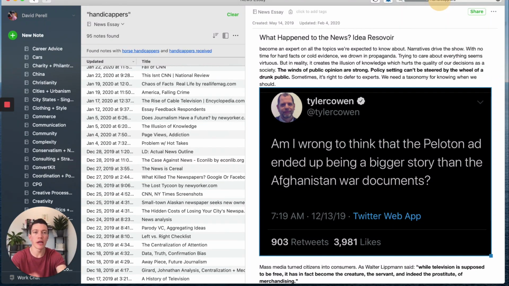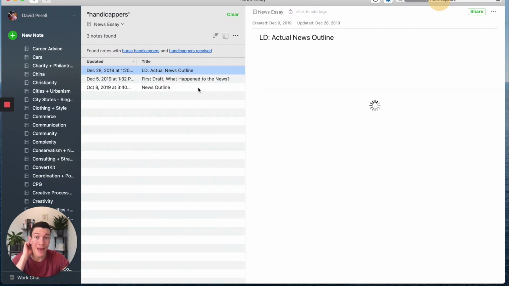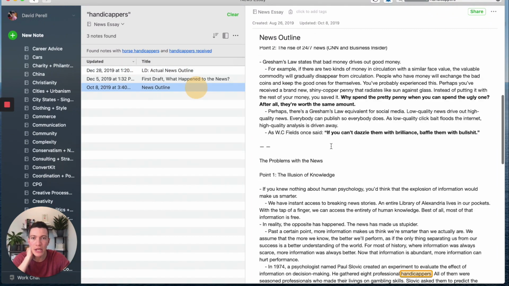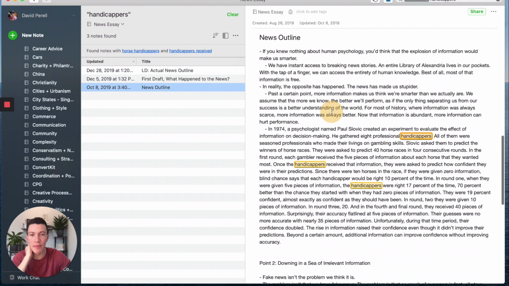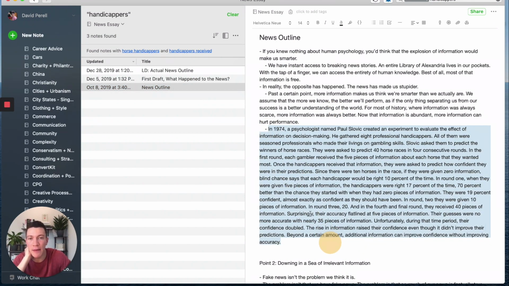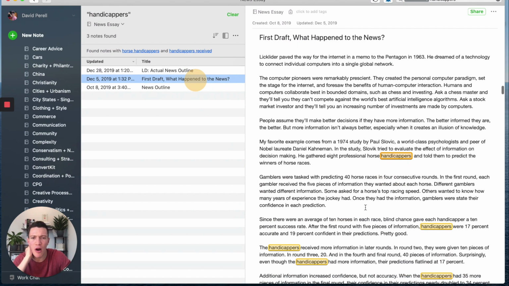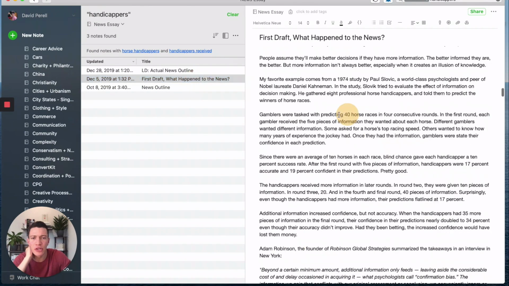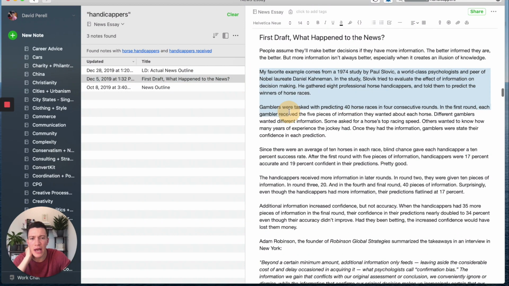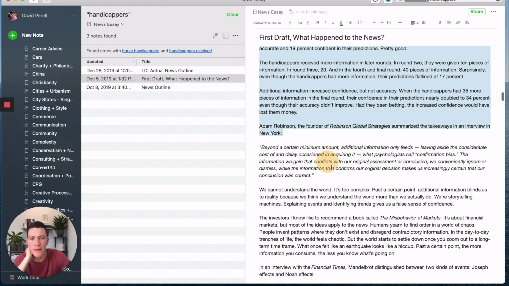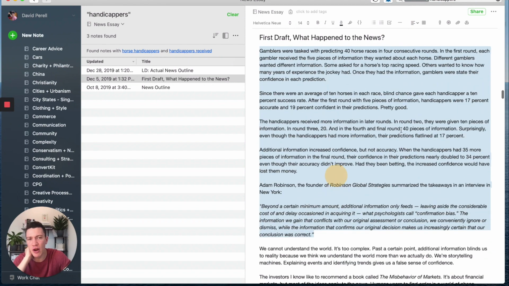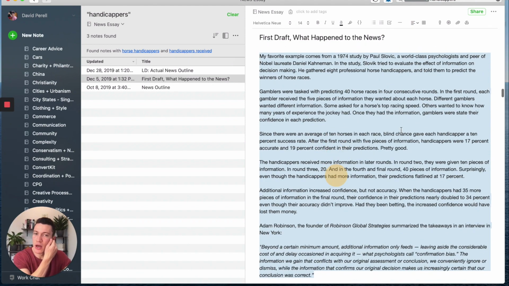this story of horse handicappers and betting. And you'll see here, for example, I had this very long paragraph about this guy named Paul Slovic, and I think I ended up making it even longer. Yeah, look at this. So all of this was this section on Paul Slovic, and as I began to read the essay and look at it, I was like, whoa, that's way too long.